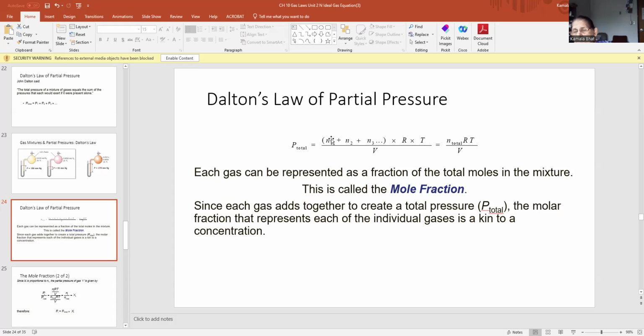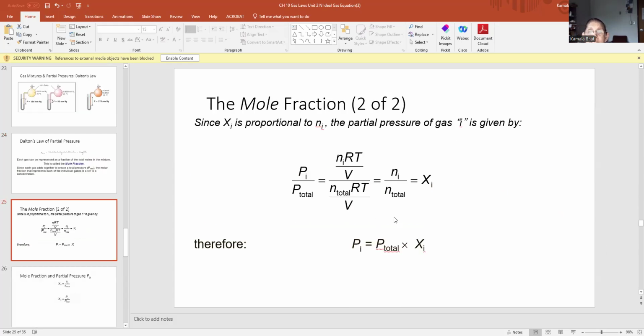Each gas can be represented as a fraction of the total moles in the mixture, and this is called the mole fraction. Since each gas adds together to create a total pressure, the mole fraction that represents each of the individual gases is akin to a concentration. So we can do that as Ni over N total. And this is how we solve the mole fraction for the problem.